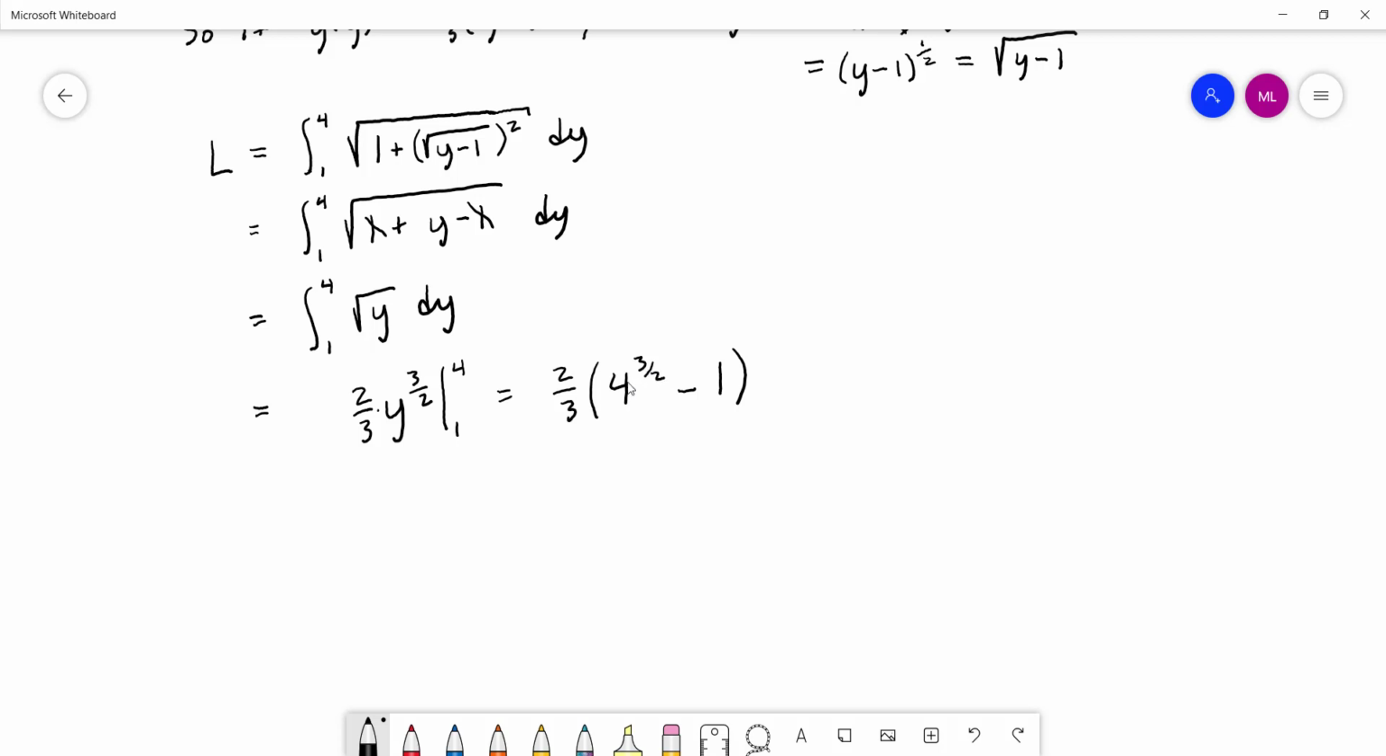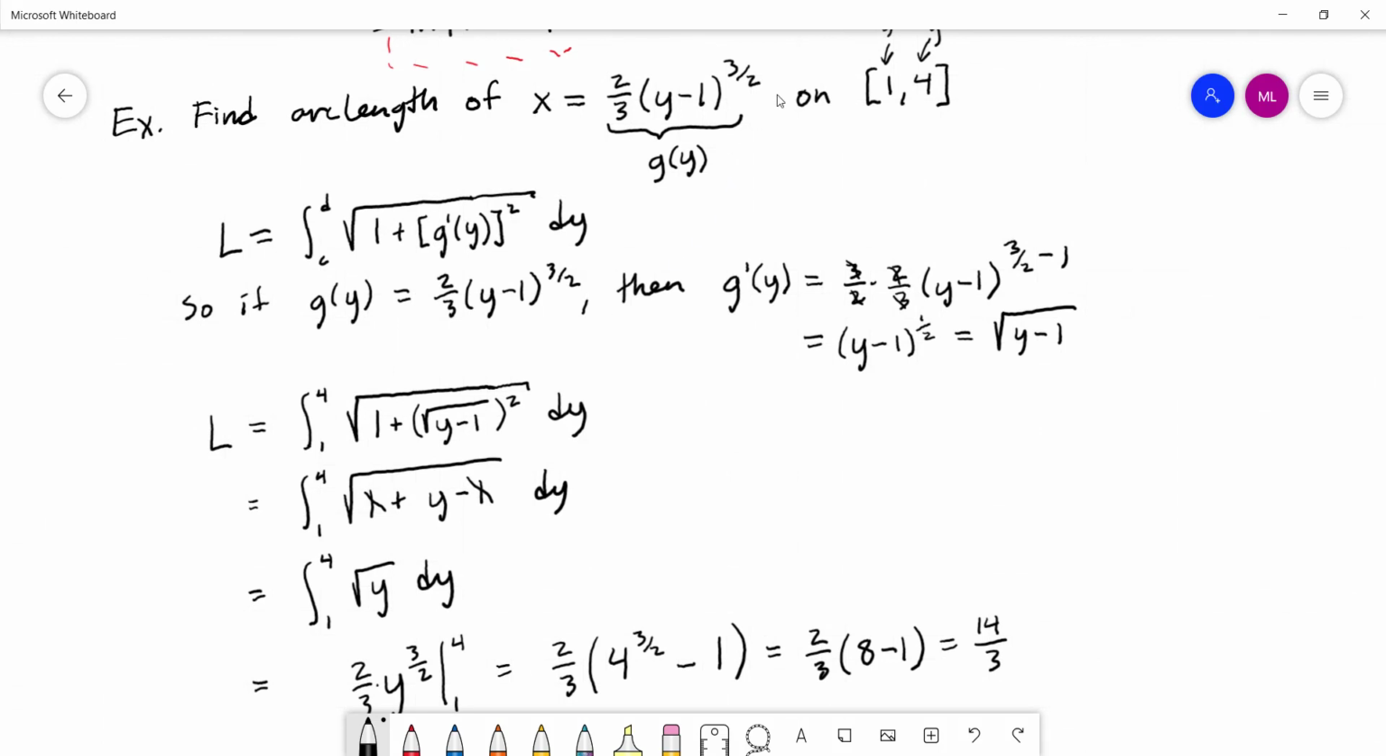So the first thing I will do is take the square root of 4 to take care of the 2 in the denominator. The square root of 4 is 2, and then I need to cube that. 2 cubed is 8. So this is just going to be 2/3 times 8 minus 1. 8 minus 1 is 7. 7 times 2/3. This whole thing is just 14/3. That is the arc length of this function between those two y values.